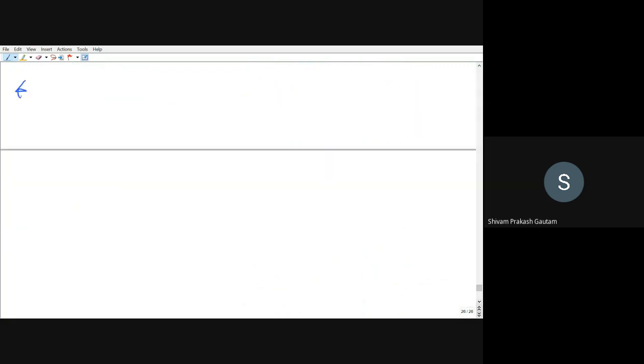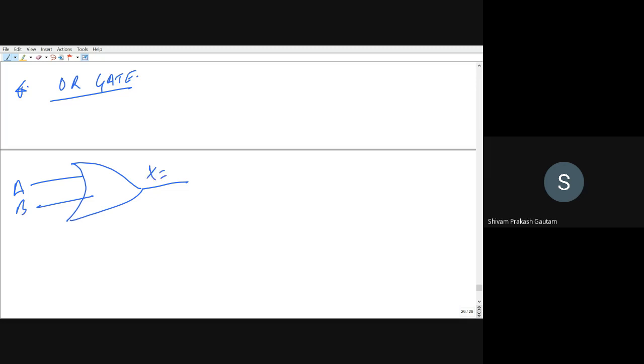Now we will see the second gate, that is the OR gate. Again, we will see its logic symbol. It has got 2 inputs, A and B. The output is X. Here, the output is represented by A plus B. In the previous case it was multiplication, and here it is addition. Not exactly addition, we will see. So A, B, and X.